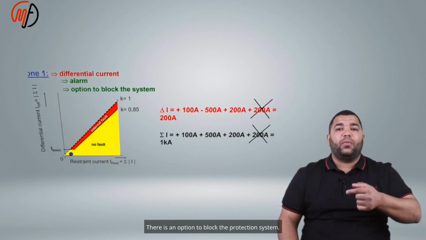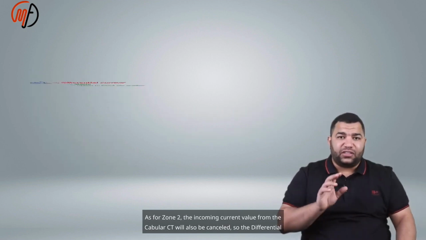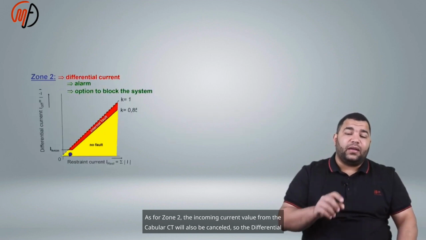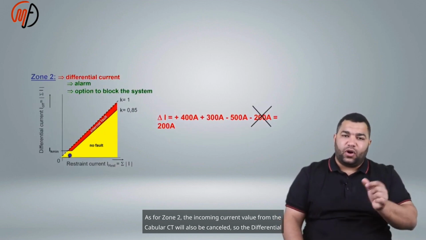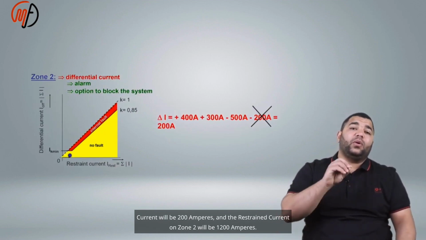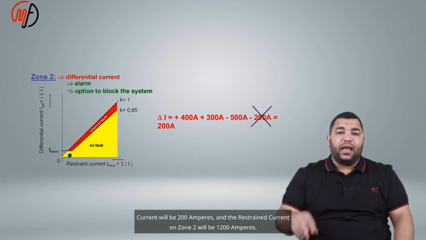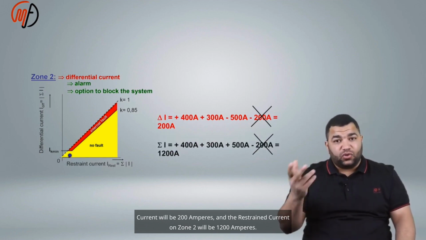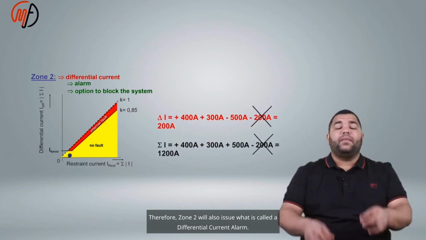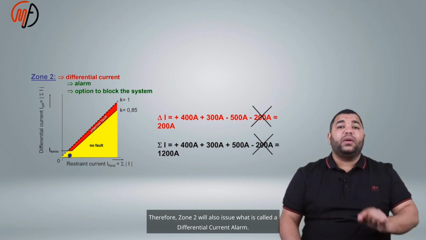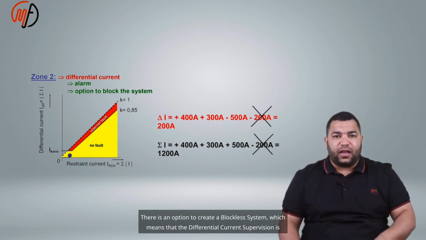There is an option to block the protection system. As for Zone 2, the incoming current value from the cable CT will also be cancelled, so the differential current will be 200 amperes, and the restrained current on Zone 2 will be 1200 amperes. Therefore, Zone 2 will also issue what is called a differential current alarm.